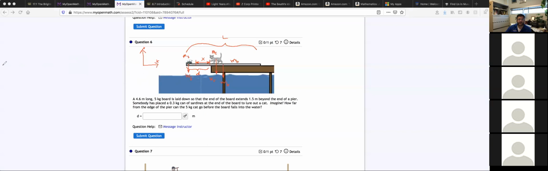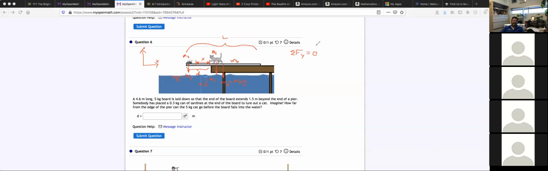And each one of these weights is equal to a mass times an acceleration, or mass times gravity because it's weight. So this is the mass of the sardines times gravity. This is the mass of the cat times gravity. And this is the mass of the board times gravity, and they're all pointing down. And we might realize right away that the forces in the Y direction, if we add up all the forces in the Y direction, since this board isn't going anywhere in the Y direction, it's going to equal 0.